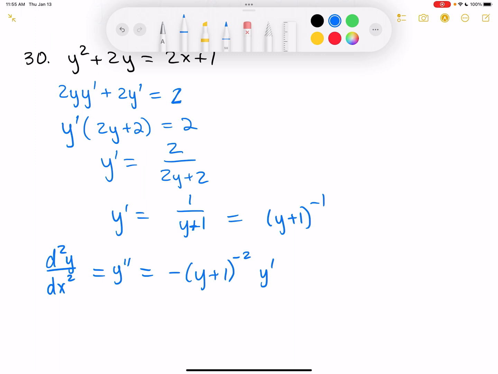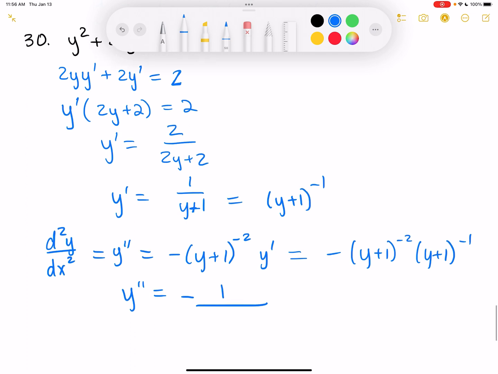So y double prime is equal to, and technically all of this is going to end up getting moved, because this is negative y plus 1 to the negative 2 times y plus 1 to the negative 1. So it's just going to be negative 1 over, since these are the same, we can add their exponents together. So it'll be y plus 1 to the third, because we moved it to the bottom. Now. Okay, you're good.